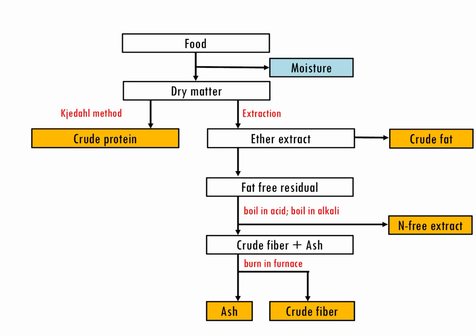We will know the moisture content from baking in the oven until we have a dry food sample. Then we can calculate how much water is contained in our food sample. After that, we use the Kjeldahl method in order to determine how much protein is in our food sample.